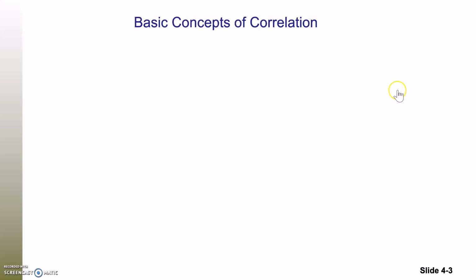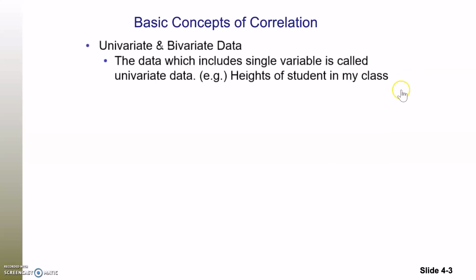Before I tell you what correlation is, we need to learn the difference between univariate and bivariate data. First, the univariate data. Look at the word univariate. Uni means one. So what is univariate data? Data which includes a single variable, one variable, is called univariate data. For example, the heights of the students in my class include only one variable, the height. So this is univariate data.